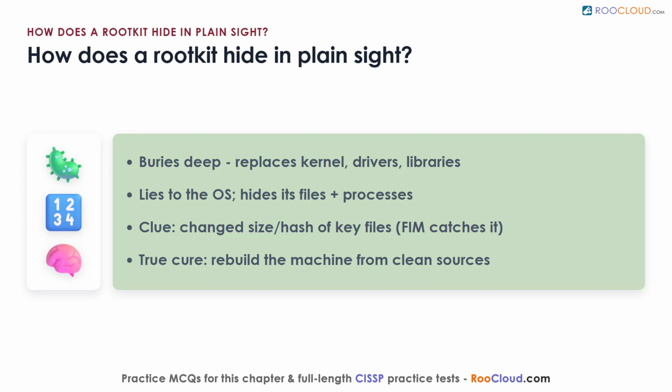One clue is a change in the size or hash of key system files, which file integrity monitoring can flag. And once you truly suspect a rootkit, the only trustworthy cure is to rebuild the machine from clean sources, because you can no longer believe anything it tells you. Think of a burglar who rewires the security cameras to loop empty footage while they work.